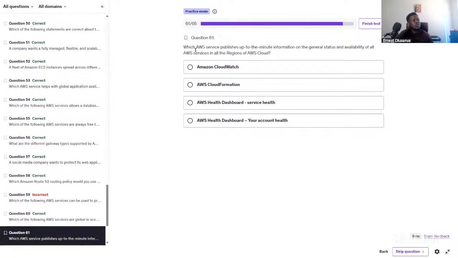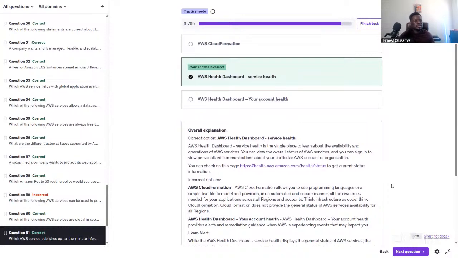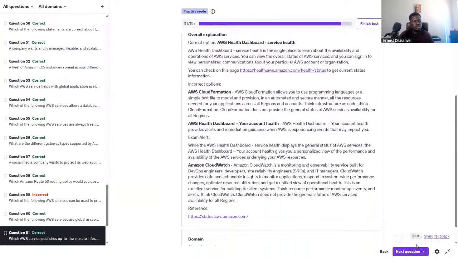All right, next. Which AWS service publishes up to the minute information on the general status and availability of all AWS services? So it's checking the health of the different services. Well, this service is called AWS Health Dashboard. But because they're asking about the status of the services, I think we'll go with AWS Health Dashboard Service Health. That's the correct answer. Okay. You can check the health of the services to know if anyone is down globally or something is wrong.